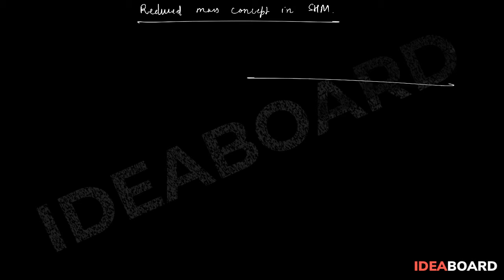In this video, I'll be talking about an important concept, which is reduced mass. Reduced mass concept in SHM. So understand. Let us have a spring block system. Let's say there is mass m1 which is connected via a spring which has a spring constant k, and there is another mass m2. It is placed on a horizontal plane.